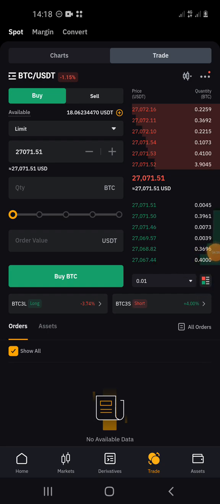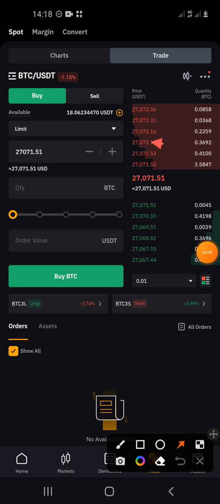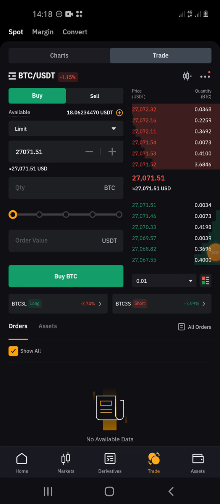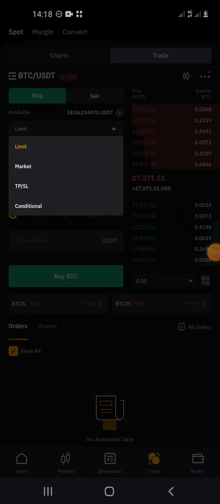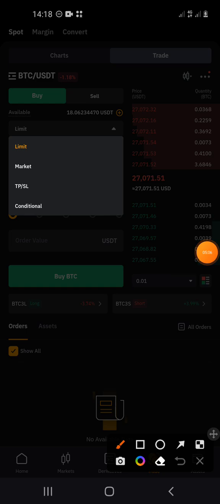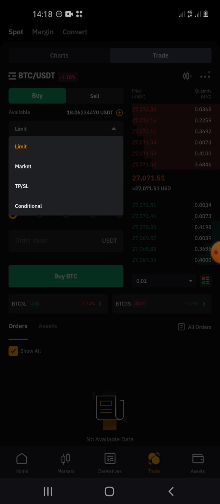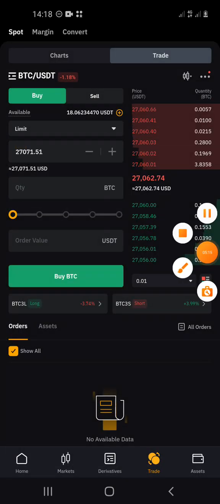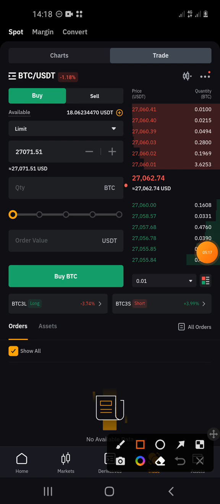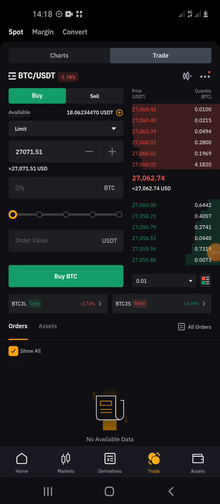So this is exactly how to use the limit function. Apart from the limit function, there are other functions you can use, like the market function. The market function tells you that you can buy immediately at the market price. Now, if you want to buy immediately at the market price, you use the market function. With the market function, you can buy your BTC at exactly $27,000 as at that time.